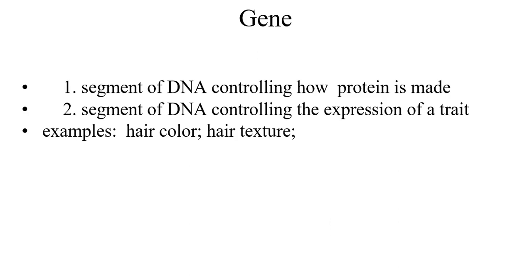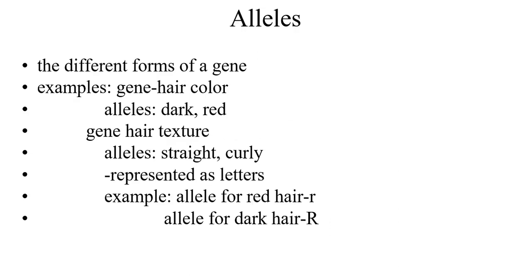The thing is, unless you're a biochemist, you're probably not going to be looking directly at the proteins. What we're going to look at is the end result of those proteins. What happens due to the presence or absence of those proteins. And so what we see is things like the hair color, the hair texture, the eye color, the amount of pigmentation in the skin, things like that. So another way of looking at a gene is it's a segment of DNA controlling the expression of a trait.